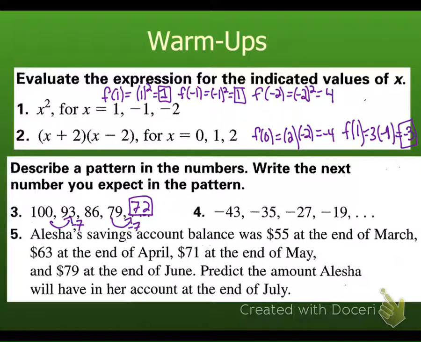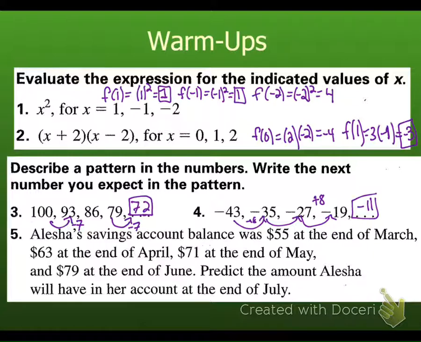Did you have your hand up, hon? It's going up by 8. That's exactly correct. Can somebody else tell me what our next number is going to be? Negative 11. I like the teamwork on these questions. Good job, guys. So we're going up by 8.